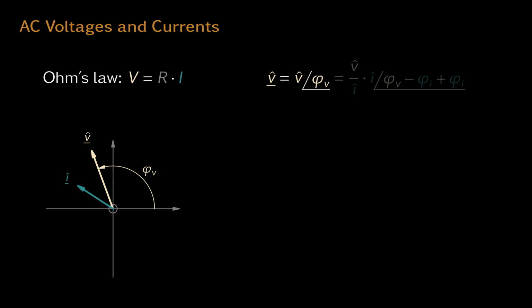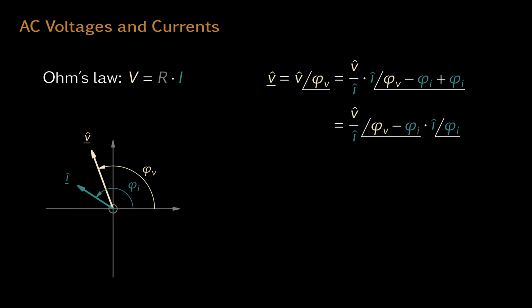Well, the amplitude V̂ is certainly equal to V̂ divided by Î times Î. Similarly, the phase φV equals φV minus φI plus φI, where φI is the phase of the current phasor. Now comes a leap of faith. We can write this as a product of two arrows if we accept that the multiplication of arrows multiplies their lengths and adds their phases. This gives us the required change in length plus the rotation.